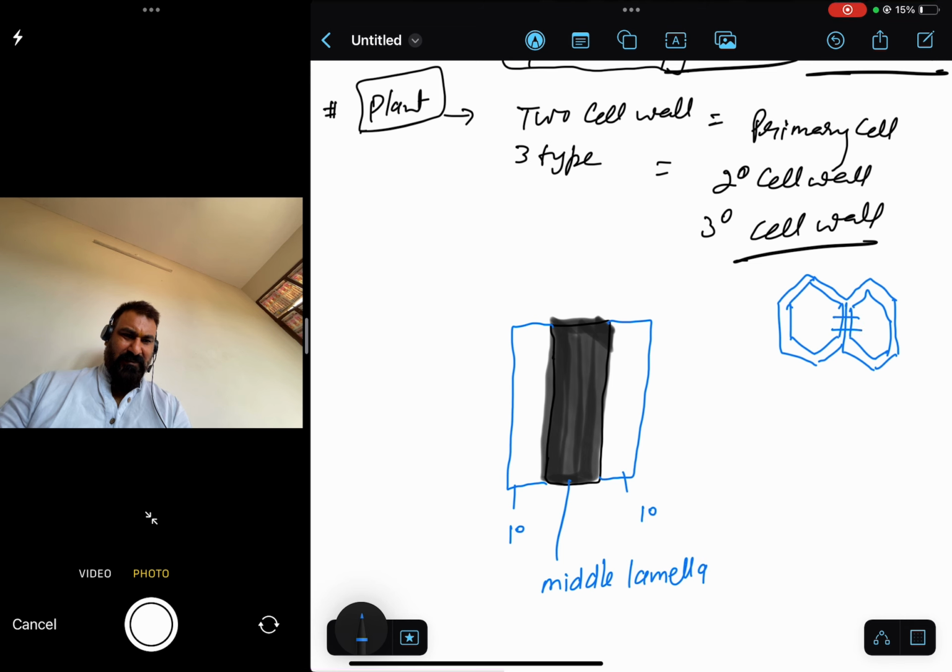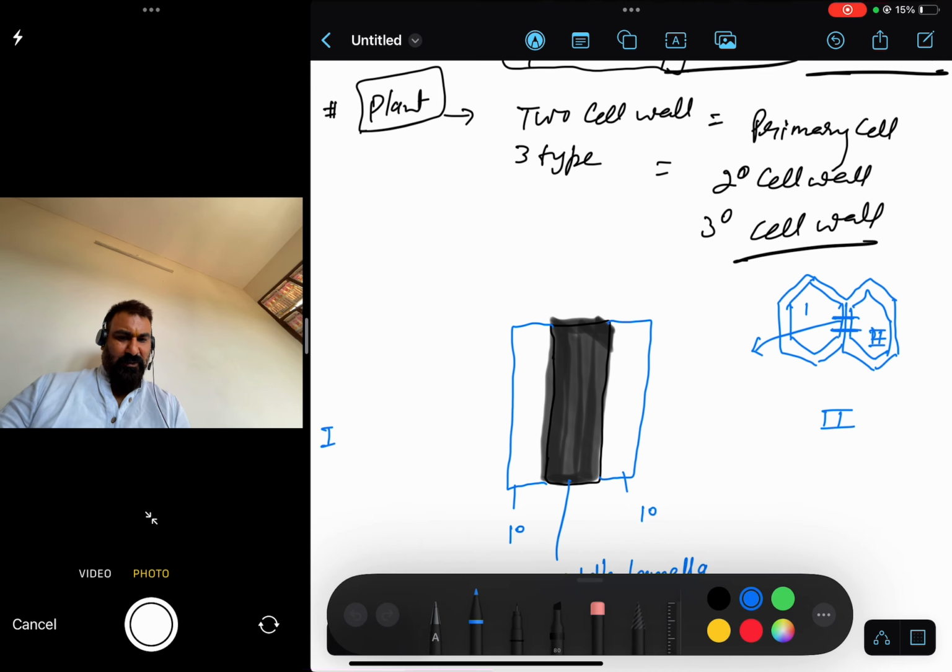So we can draw a diagram from that point. This point here we are drawing a diagram. So this is cell 1 and this is cell 2. This side is cell 1 and this side is cell 2. Okay, so this is the primary cell wall of both 1 and 2.